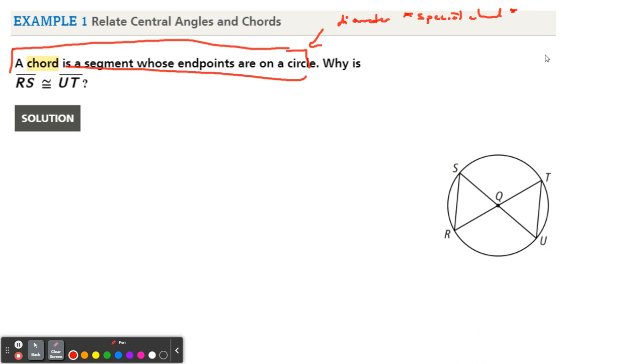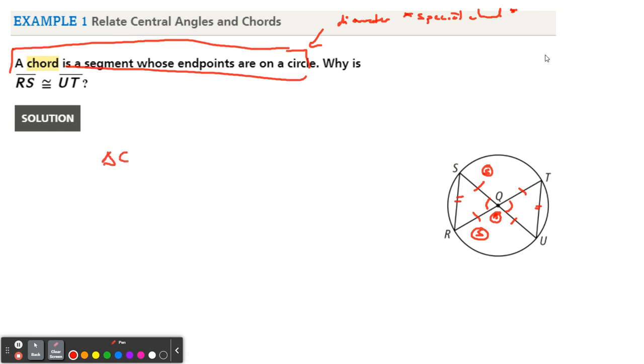So the question is, why is segment RS congruent to segment UT? Well, I see these two triangles. I wonder if we could prove these two triangles congruent. Well, I think we can, right? If we look at this picture, those four segments are all radii, and all radii are congruent. And then these two angles, the central angles, are vertical angles. They're going to be congruent by the vertical angles theorem. And now look what I have: side, angle, side. These two triangles are congruent by side, angle, side. So then these sides will be congruent by CPCTC. So we just did it.